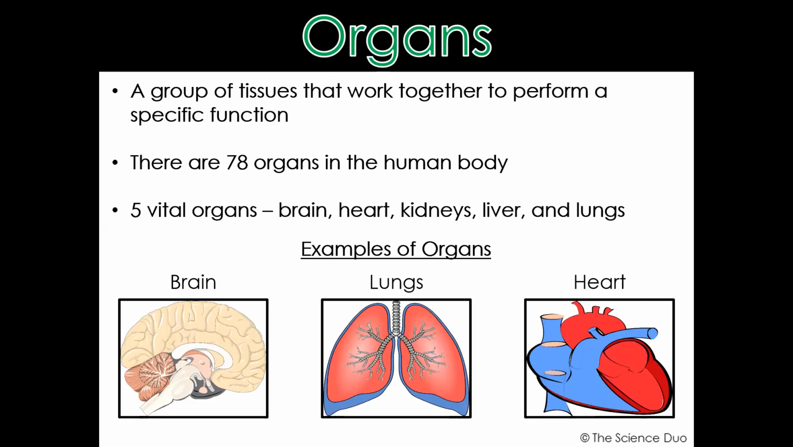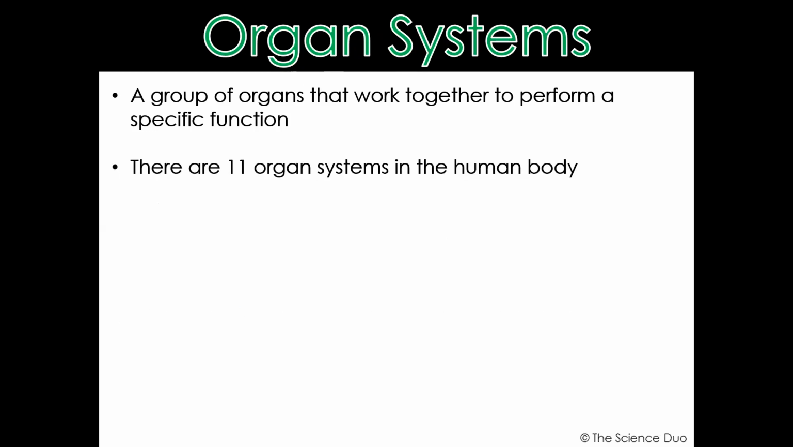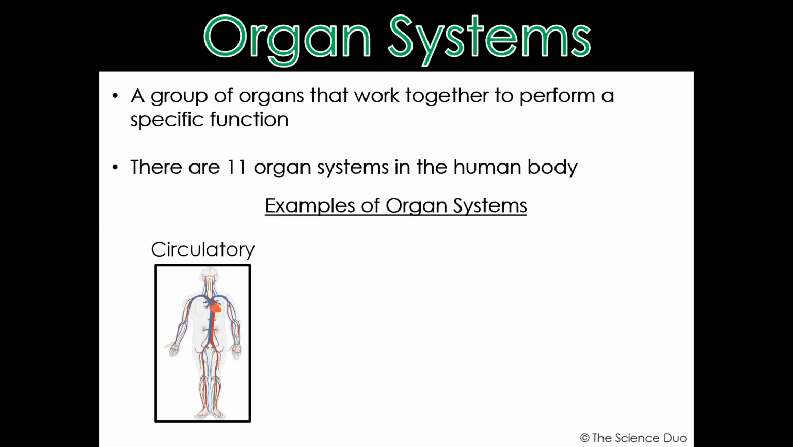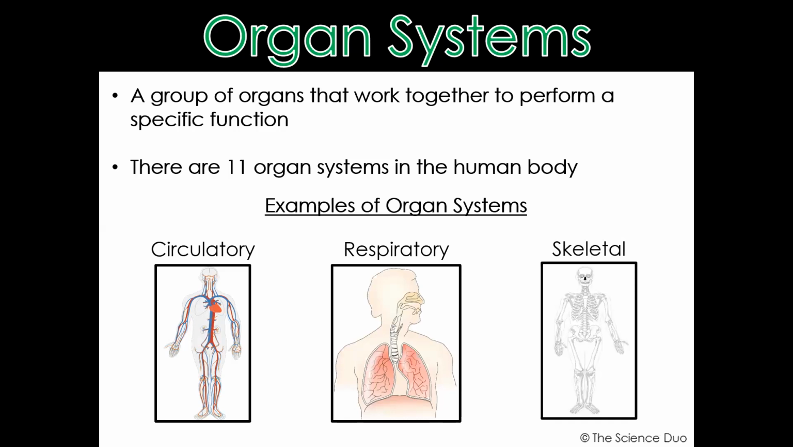So when you have your organs that work together to perform a specific function, that's where you get your organ systems. So we're going again from cells to tissues to organs, and now we're at organ systems. So of those 78 organs that you have in your body, they form into 11 different organ systems. And some examples of your organ systems: your circulatory system, what gets your blood pumping throughout your body; your respiratory system, how you're breathing; and your skeletal system, so how you're able to stand up and move.